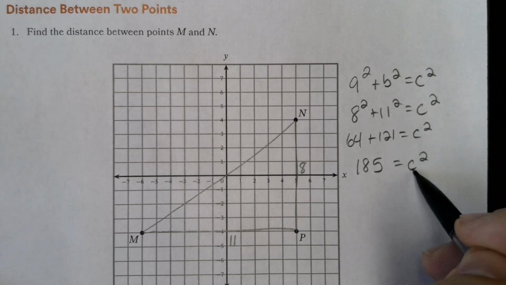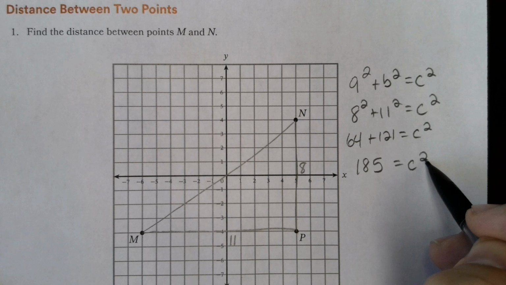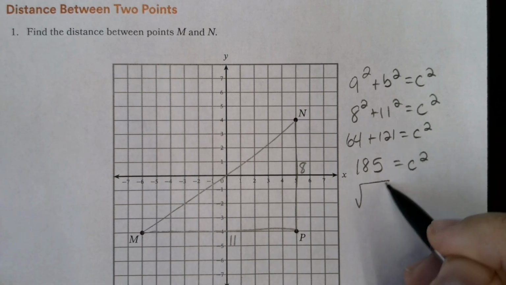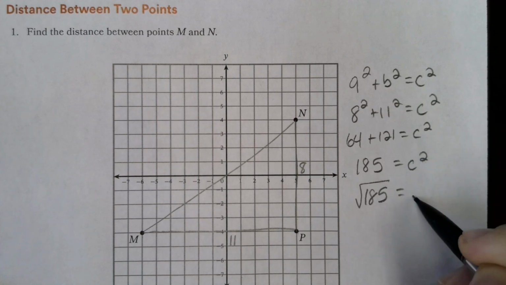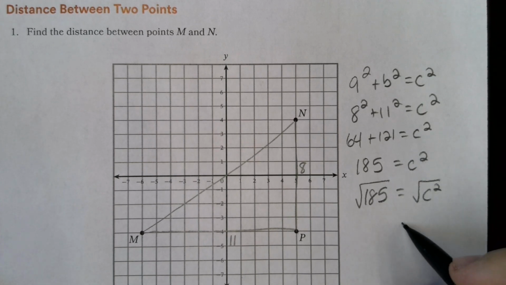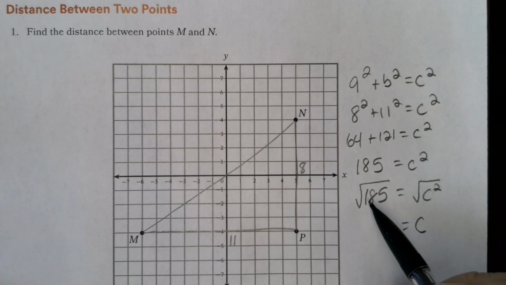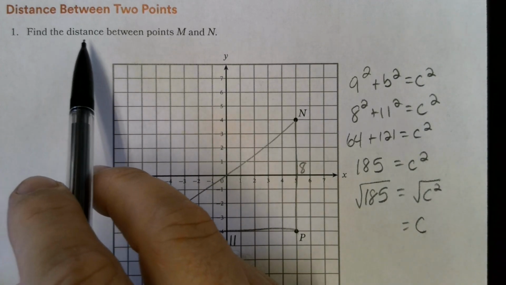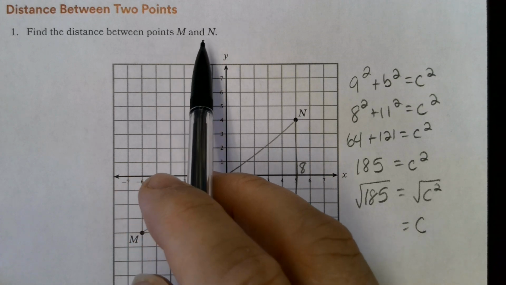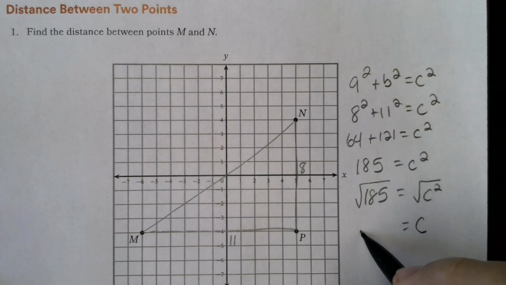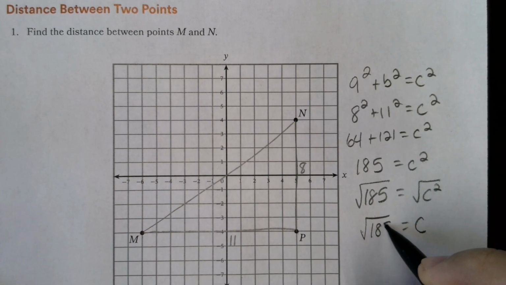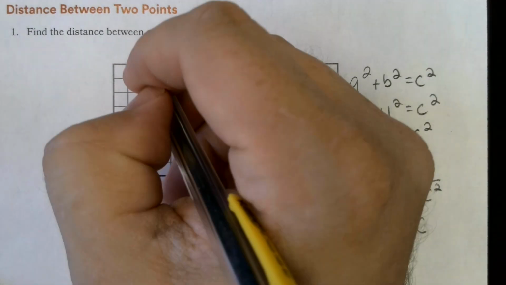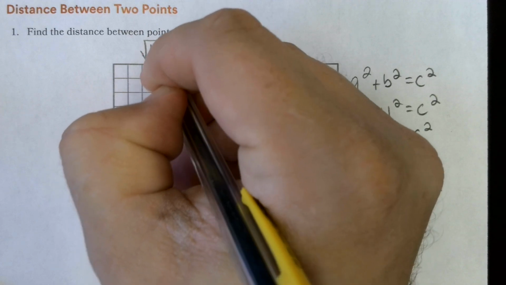In order to find c instead of c squared, the inverse of squaring is taking the square root. Squares and square roots cancel out. Now I know that 185 is not a perfect square, and since it doesn't tell me specifically to give an answer to an approximate decimal place, we're going to leave that answer as the square root of 185. So the distance between points M and N is the square root of 185.